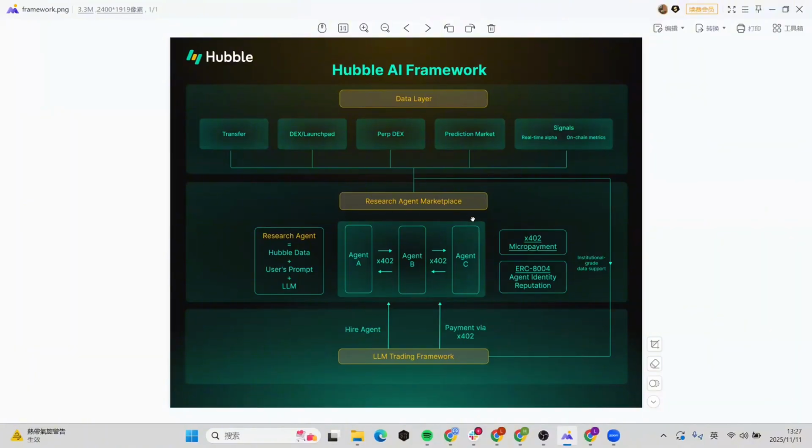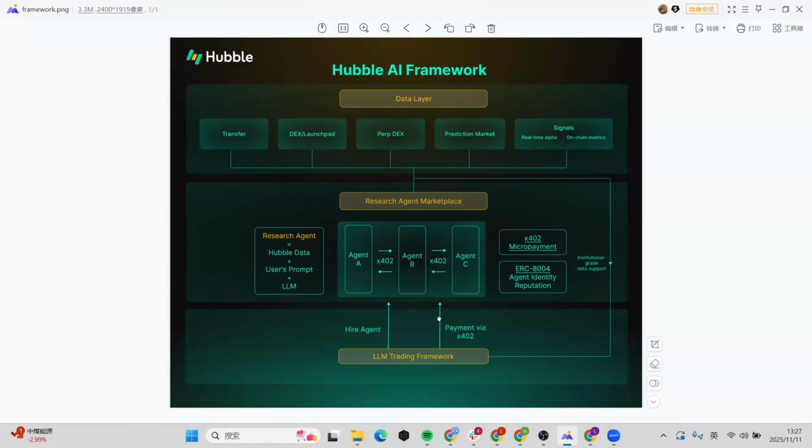And then we have an agent marketplace where users can easily create their own research agent together with the Hubble data, with the user's prompt as well as an LLM they can choose. We help the user launch the agent through the ERC-8004 standard, so that the agent can be shown and discovered on chain. Also a user can call this agent, pay with USDC through X402, and give feedback on them so that they have a reputation track record.